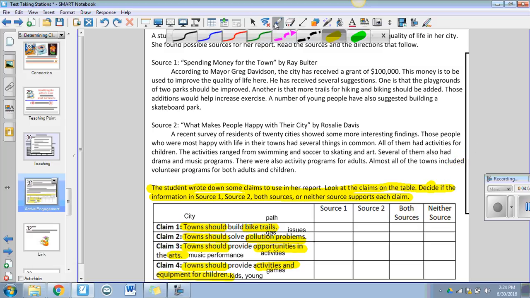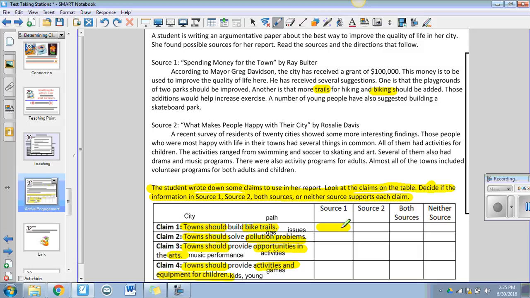So let's first start with the first claim. I'm looking for anything that has to do with cities or towns and bike and paths or trails. So when I skim through source 1, I'm looking for the word bike. Okay, I see trails. Oh, and here's the word bike. So I know claim 1 is definitely in source 1. I'm now going to go to source 2 to see if I see anything to do with trails or bikes. I don't see anything in here, so that means that claim 1 is only represented in source 1, so I'm going to mark that part of the box.